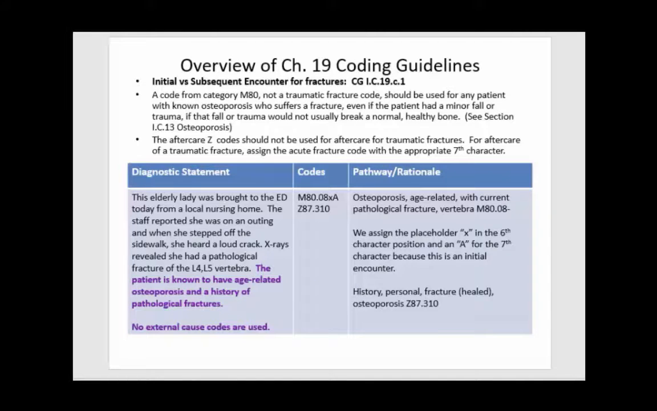We go back to M, category M80, which is used for anyone with known osteoporosis who suffers a fracture. We are going to use that history of personal healed fractures from osteoporosis because it just gives more information and tells the story of this patient's encounter. No external cause codes are used.